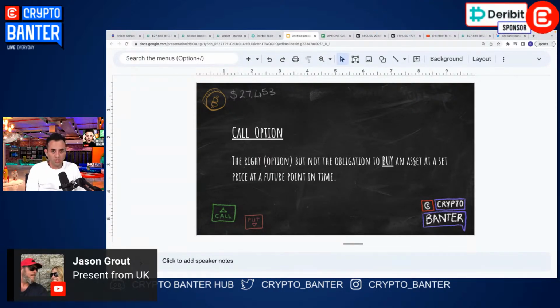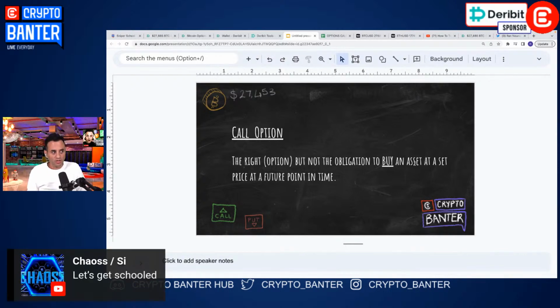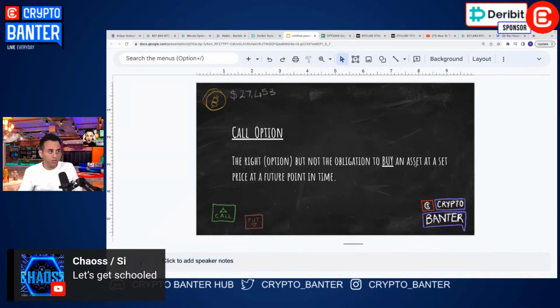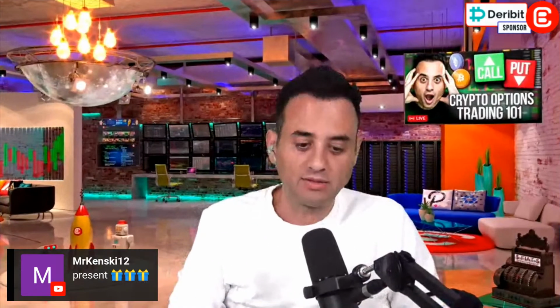The first option is what they call a call option. A call option is the right, but not the obligation, to buy an asset at a set price at a future point in time. And then there's a put option, which is the right, but not the obligation, to sell an asset at a set price at a future point in time. So the difference between a put and a call is that a call is the right to buy, and a put is the right to sell the asset at a future point in time at a set price.